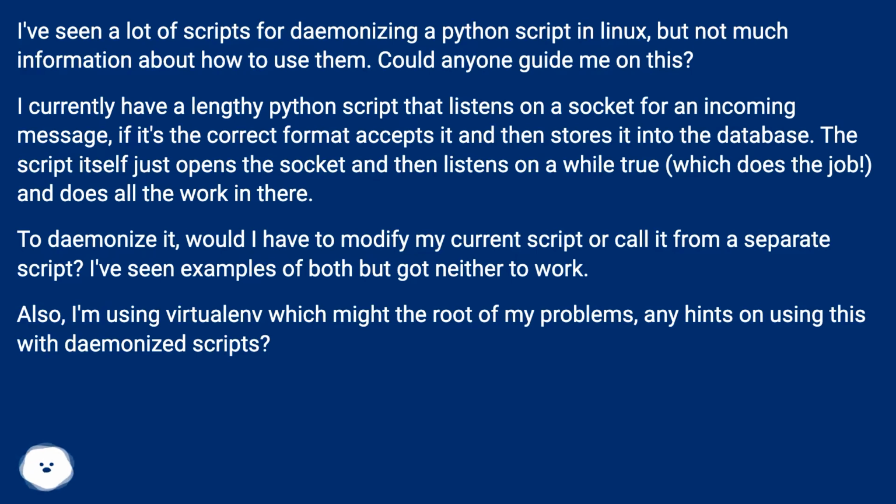I currently have a lengthy Python script that listens on a socket for an incoming message, if it's the correct format accepts it and then stores it into the database. The script itself just opens the socket and then listens on a while true, which does the job, and does all the work in there. To demonize it, would I have to modify my current script or call it from a separate script? I've seen examples of both but got neither to work.